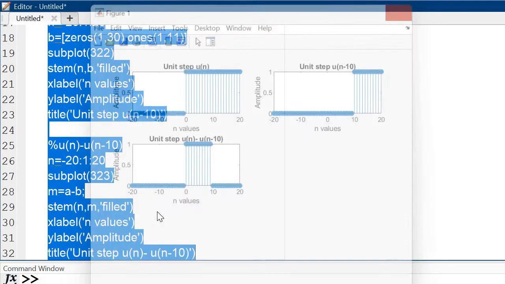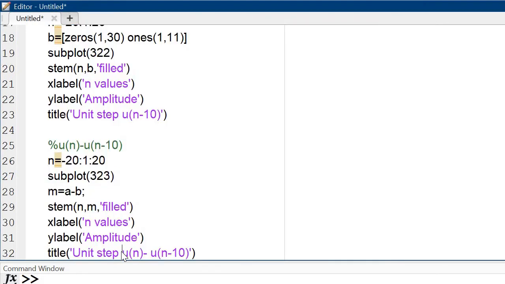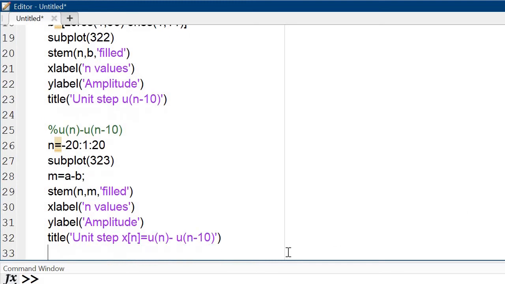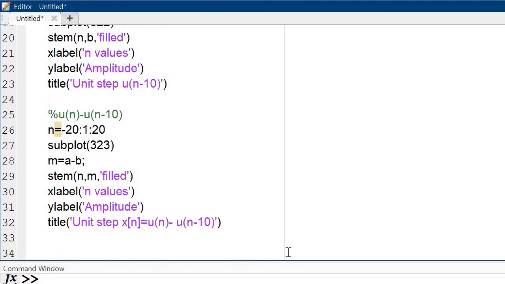Correct? And one more thing I am writing here, that is x of n. Okay, this is our x of n. Now, the next part is to flip that part. It means it changes into x of minus n.